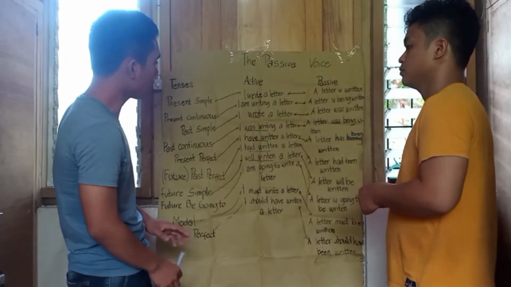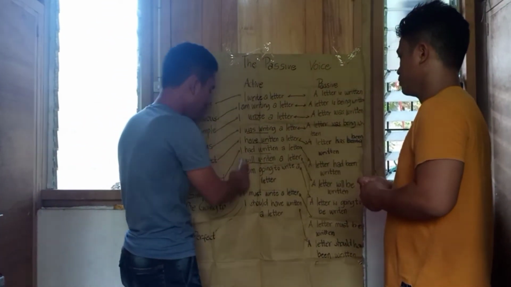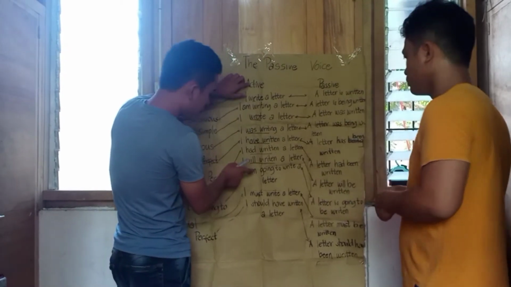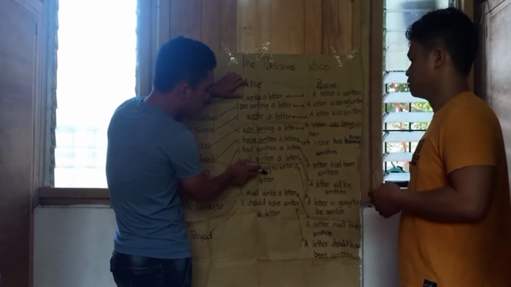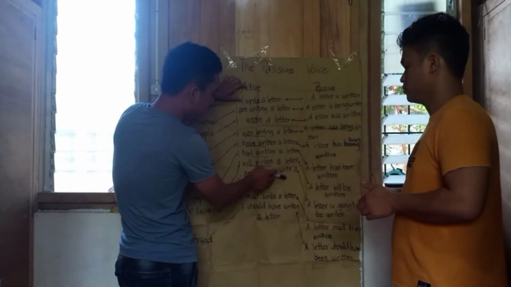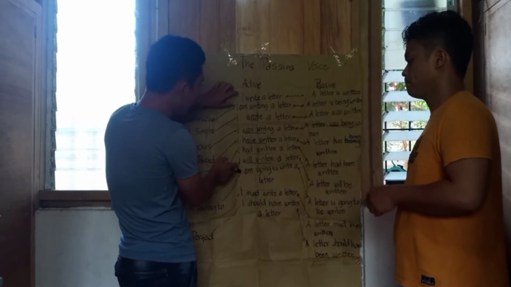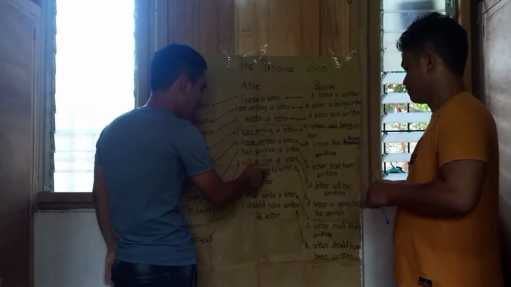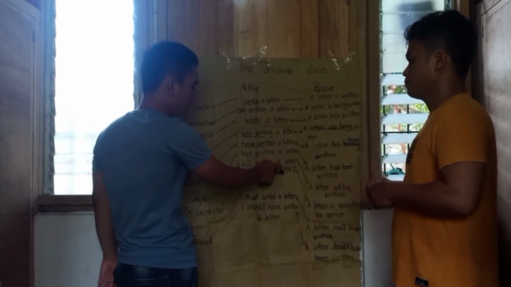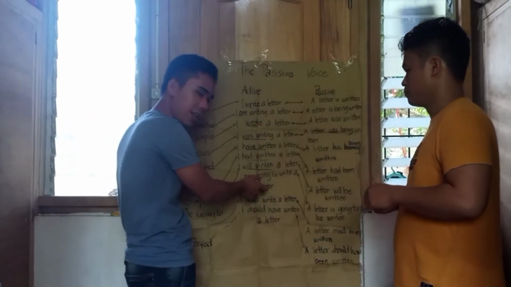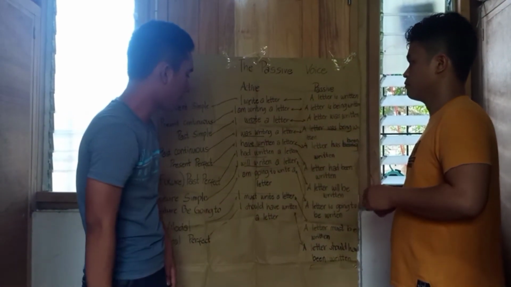So in the active voice, we are going to apply this. I am going to write a letter. Here "I" is our subject, "going to write" is our action, and "letter" is our object.